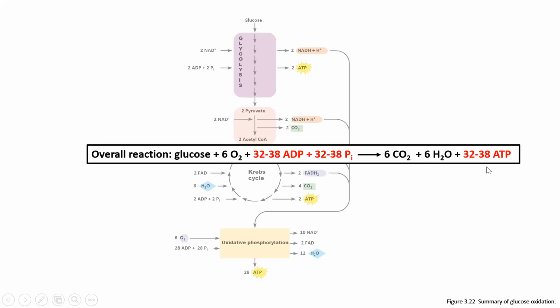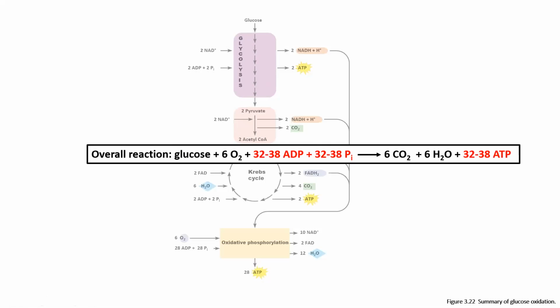Okay, and so here I'm going to show what we have in terms of the overall reaction. We've got glucose that we put in at the beginning from glycolysis. We've got oxygen that we breathe in and send to the mitochondria to be that final electron acceptor. We have 32 to 38. Again, this range is representing the discrepancy that we see across different texts, across different physiology.